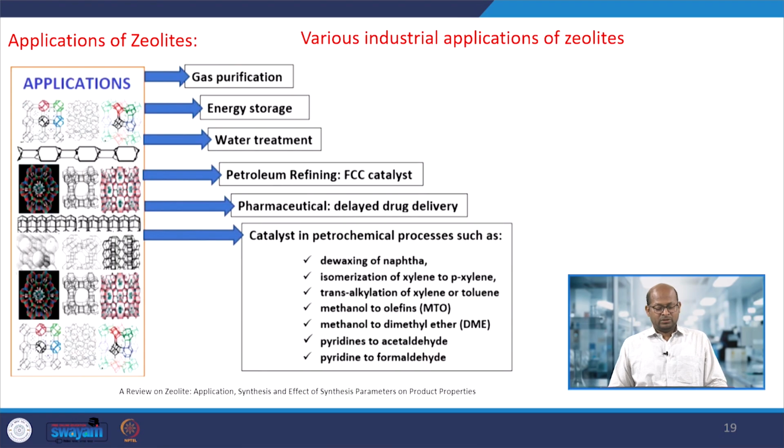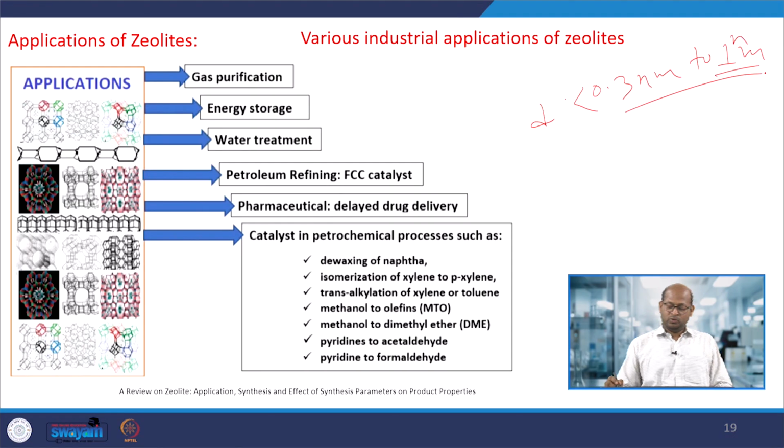Okay. So next is the application. I said the zeolite materials are microporous materials. The pores have very small diameters, 0.3 nanometers to 1 nanometer. So very small porous materials. Therefore these nanoporous materials may be applied in gas purification units, we can use them in energy storage systems and water treatment, and in petroleum refining, where we can use them as fluid catalytic cracking catalyst materials. In the pharmaceutical industry, they can also be used for delayed drug delivery.